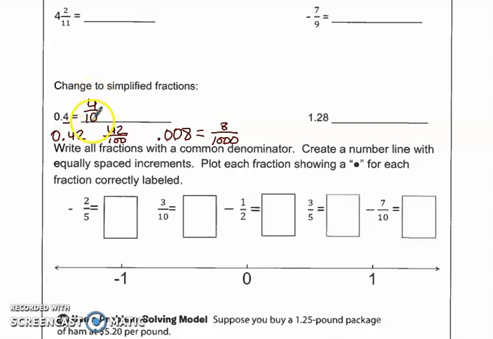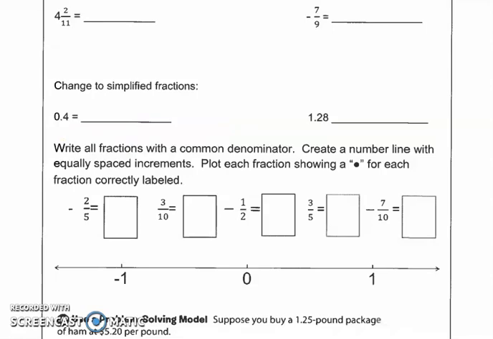So your job is to simplify this. Hopefully you know these are even. They're both going to divide by 2, so I'll let you get this answer, okay? And you're going to do the same thing here, but put the 1 first. Then it's 28 on top, and 100 on bottom, and then simplify it.